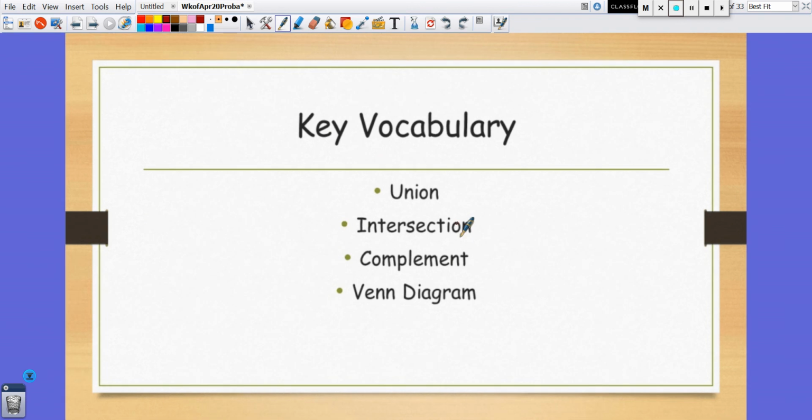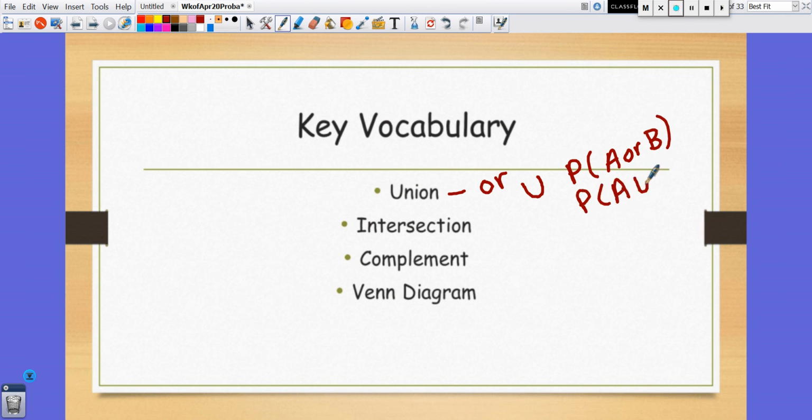Okay, a union looks like this symbol. Oh wait, I'm sorry, it doesn't mean and. My apologies. Union means or. It may show up in a problem like this: A or B. Or whoever's asking you a question may write it like this. So that's what union means. It means or.